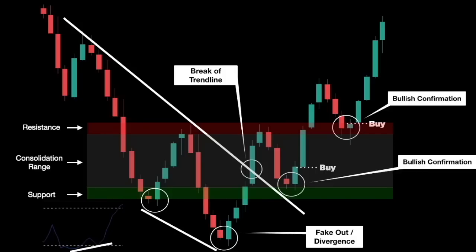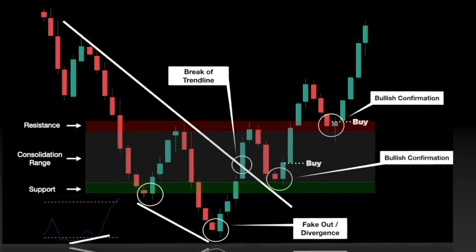Price then retests the support and the trend line, giving a first potential long opportunity, and then pushes up, breaking the resistance level. Once price breaks the resistance, it will then retest the zone, giving a second potential long opportunity. Price action confirmation is vital before entering any long trade. Price then starts its uptrend, moving towards higher resistance levels.